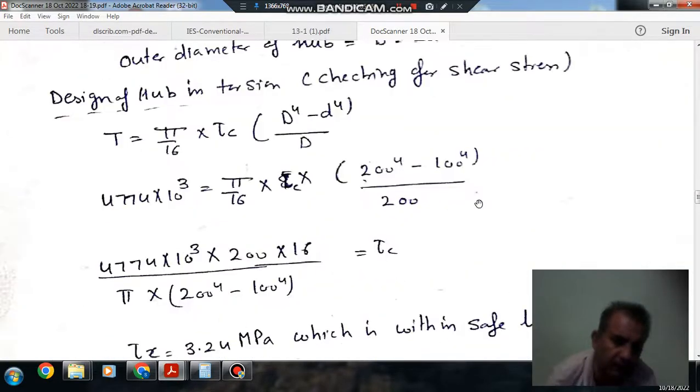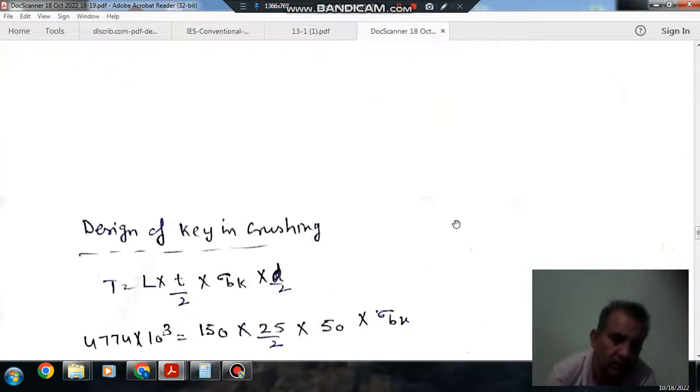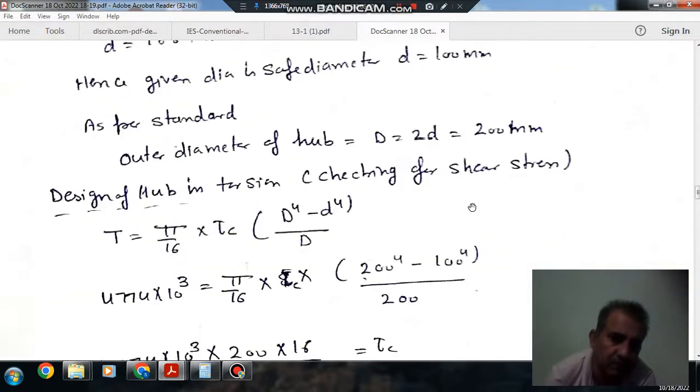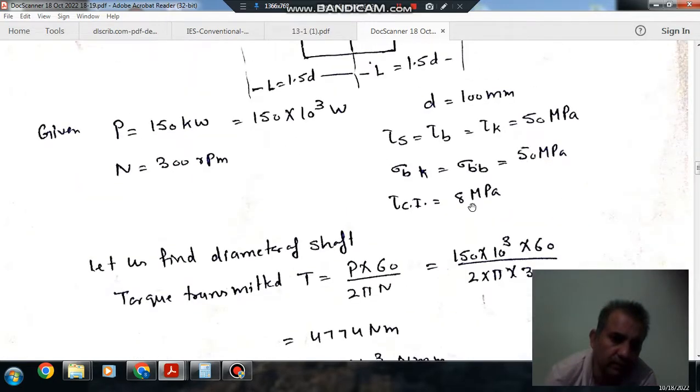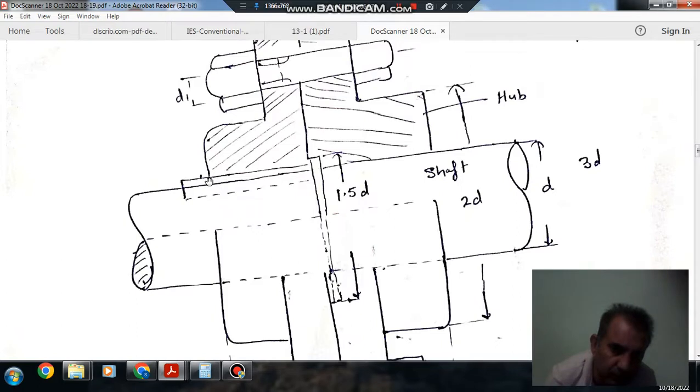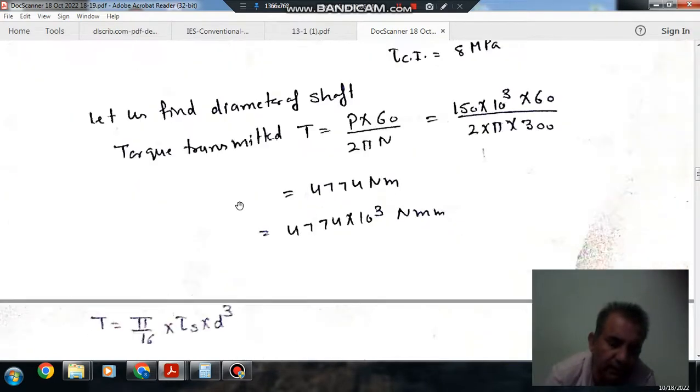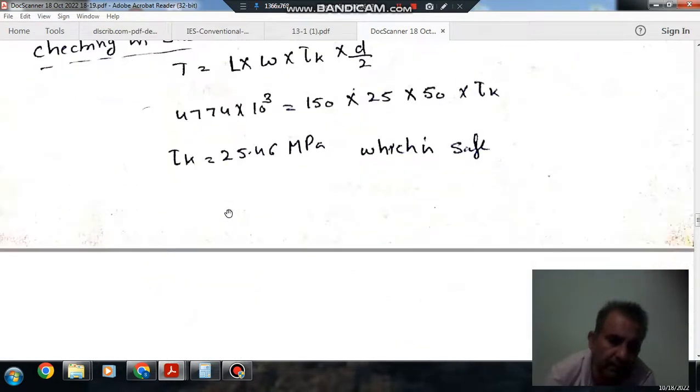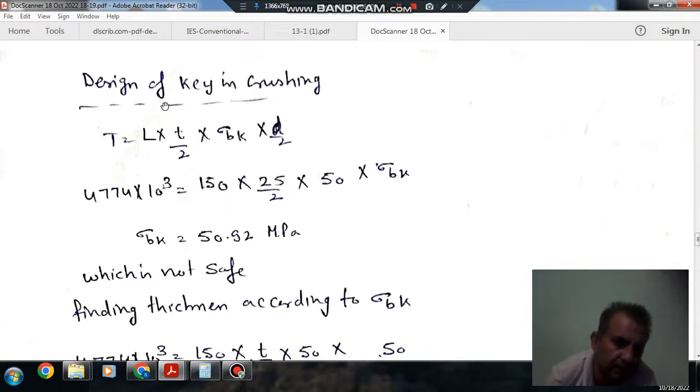Now we'll check the key for crushing. For crushing, the key is getting crushed between the hub and shaft, in this portion. So the area for this portion is L into, because this is your T, half in the shaft and half in the hub, so it will be T by 2. This will be T by 2 and this is L. So the area for crushing is L into T by 2. If we multiply by bearing stress, then we get the crushing force, and if it is multiplied by d by 2, then it is torque.